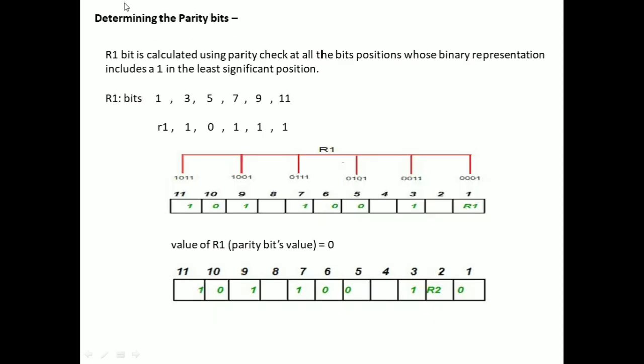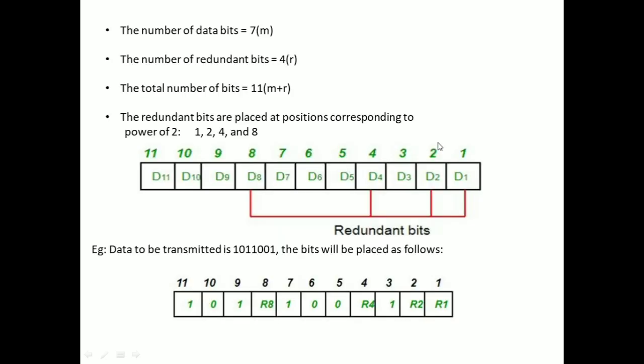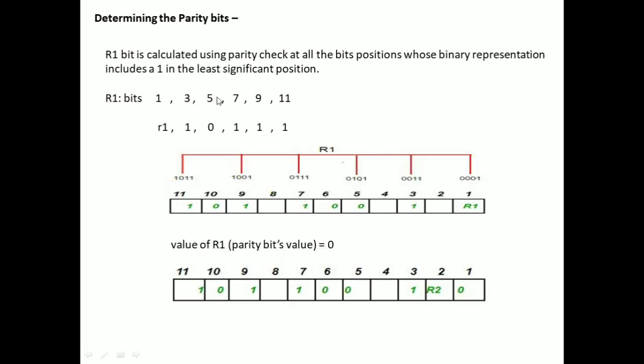So first of all we have to determine the parity bit R1. We already said that in the algorithm, the R1 bit is calculated using the parity check at all the bit positions whose binary representation includes 1 in the least significant bit. Now let us see which bit positions have 1 in the least significant position. We already discussed, right? So for R1 we have 1, 3, 5, 7, 9, 11.